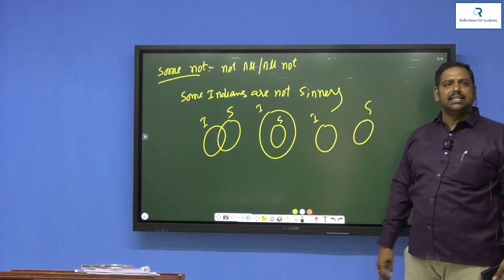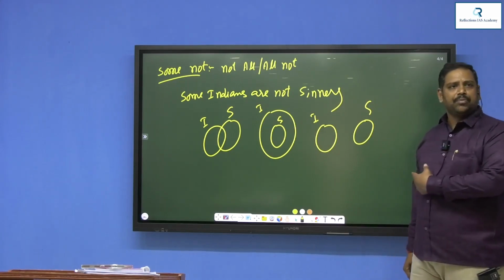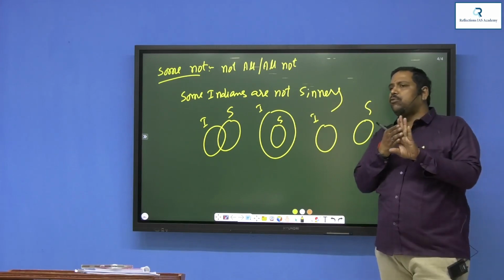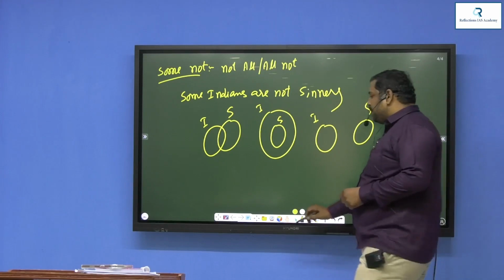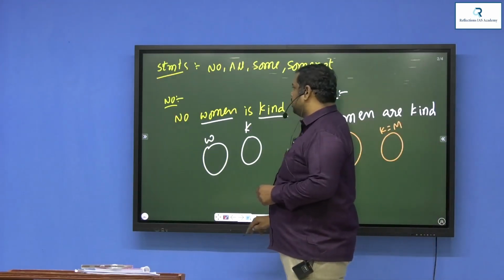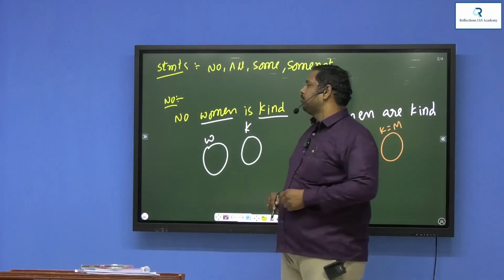These three are the possibilities for it. Am I clear? Right, good. Am I clear so far? Here, now I have given the meanings of 4 statements, right? Now I'll give you the basic diagram for each and every statement.